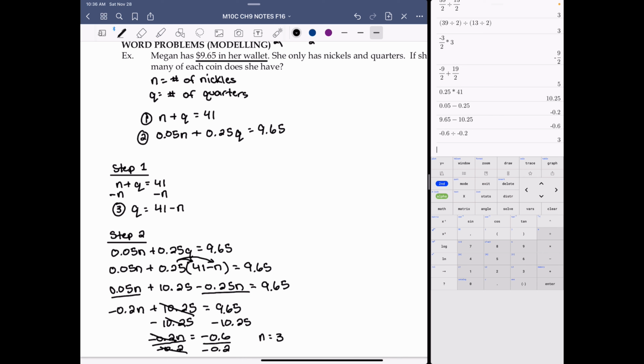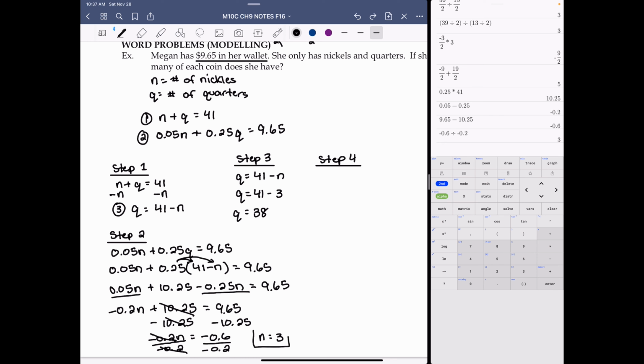Step 3, we want to solve for q. We can plug n equals 3 into any of our equations, 1, 2, or 3, to solve for q. In equation number 3, q is already isolated, so I'm going to plug it into that one. Q equals 41 minus n. Replace n with 3, 41 minus 3, so q equals 38. Then step 4 is to write our solution.